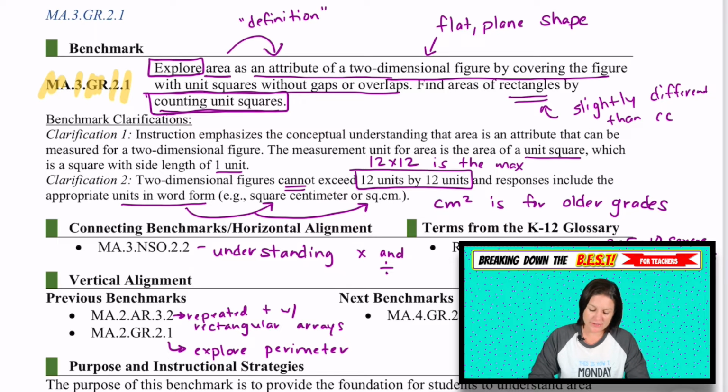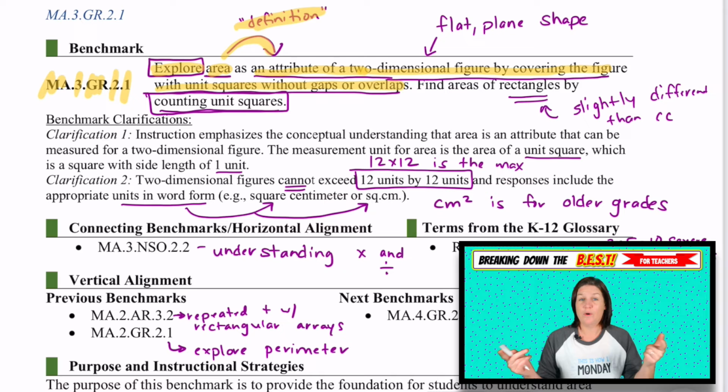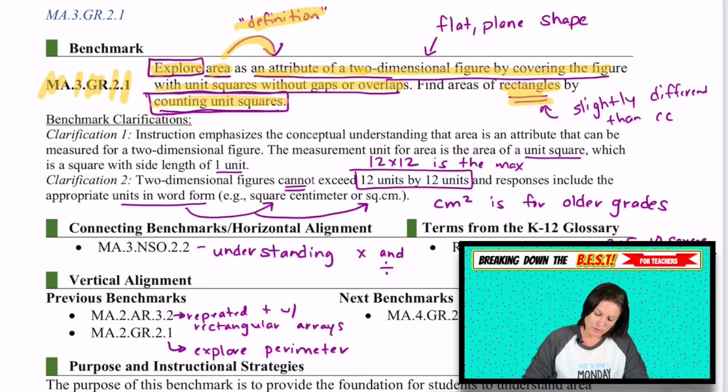Today's standard is MA.3.GR.2.1, and this standard says to explore area as an attribute of a two-dimensional figure by covering the figure with unit squares without gaps or overlaps. And I made a little arrow right there to show that that was pretty much the definition. The area is showing the amount of space that a figure covers, like the inside area of a figure, whereas the perimeter is the distance around a figure. We will also find areas of rectangles by counting unit squares. That is basically the focus of this standard, to find the area by counting the squares.